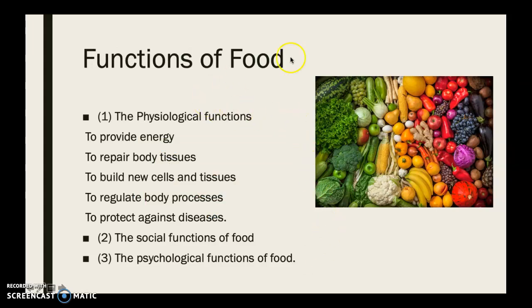Now we come to functions of food. We have three major functions of food. First are the physiological functions, then we have social functions, then we have psychological functions. In physiological functions, it gives energy. Then second is repairing of body tissues and building of new cells and tissues, regulating the body processes and protection against the diseases.